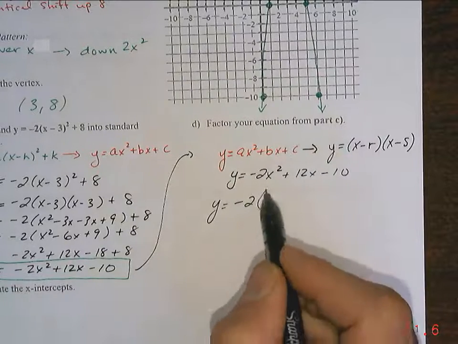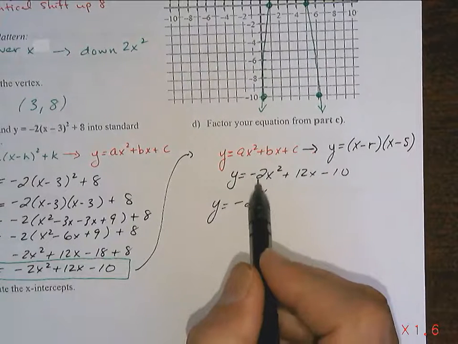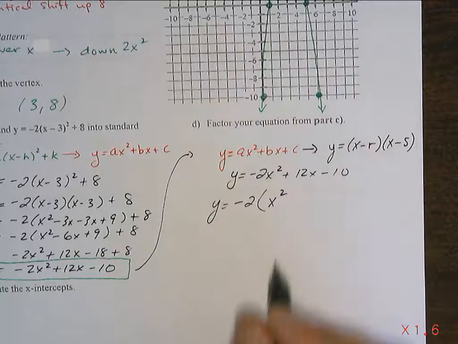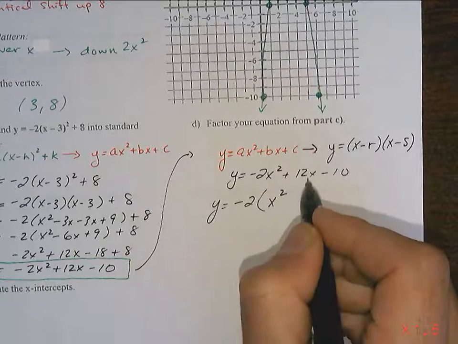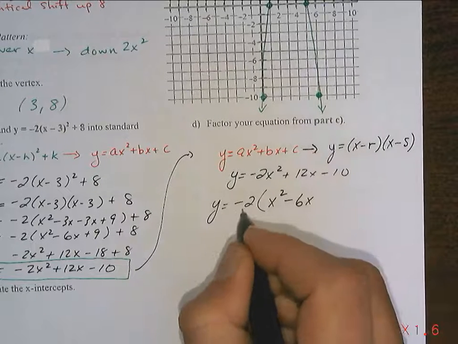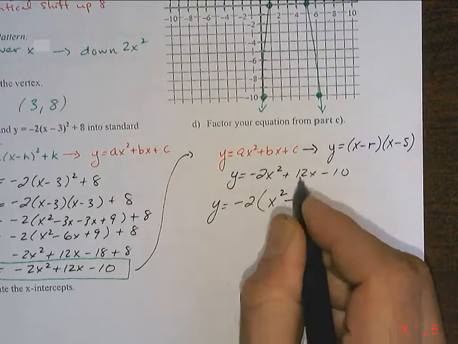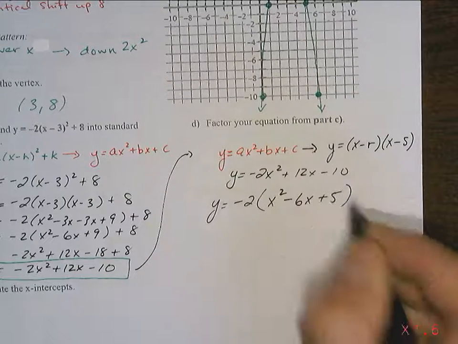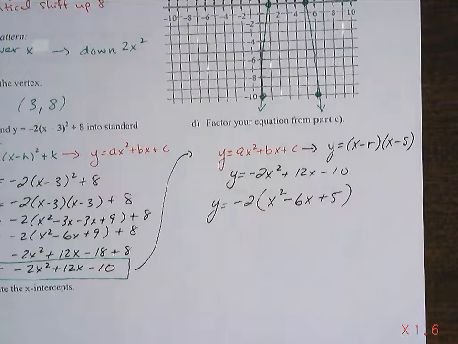So I put it on the outside, I put brackets. Negative 2x squared divided by negative 2 is just x squared. Positive 12x divided by negative 2 is negative 6x. That changed because negative 2 times negative 6 gives me positive 12. Negative 10 divided by negative 2 is positive 5. So we're well on our way.